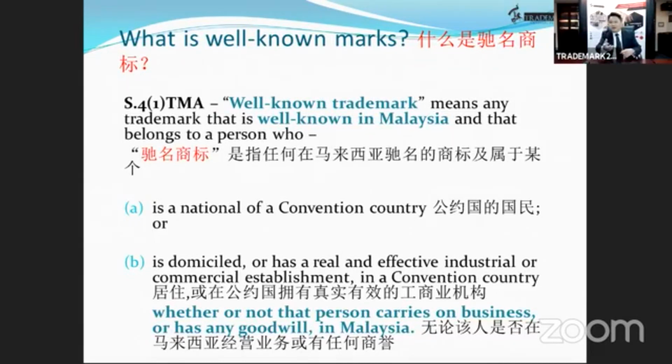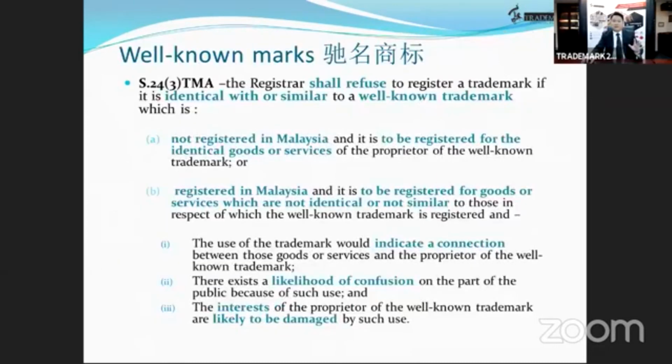Or maybe I just call it Mitsubishi or Toyota, whatever. Can I do that? Well, the answer is, first, all the well-known trademarks in Malaysia, I'm talking about Malaysia, you cannot do that. The Registrar shall refuse. Under section 24, subsection 3, your registration will be refused if you try to register a trademark which is well-known, identical or similar with a well-known mark which is not registered in Malaysia. If you try to do that, of course, you are not going to get it.